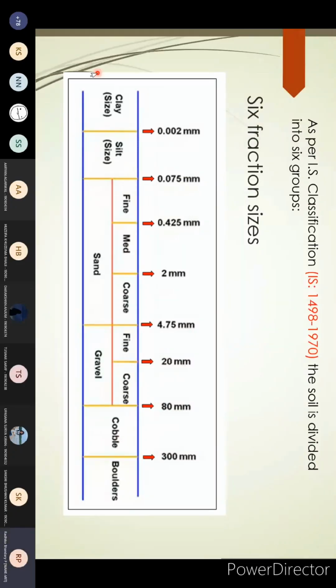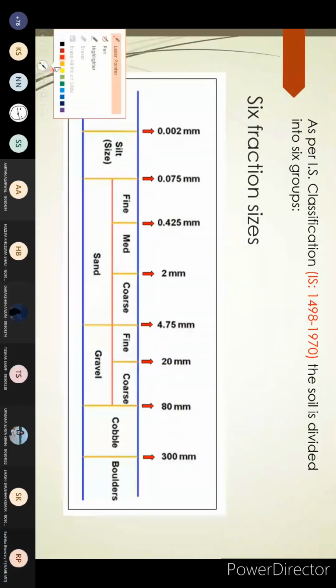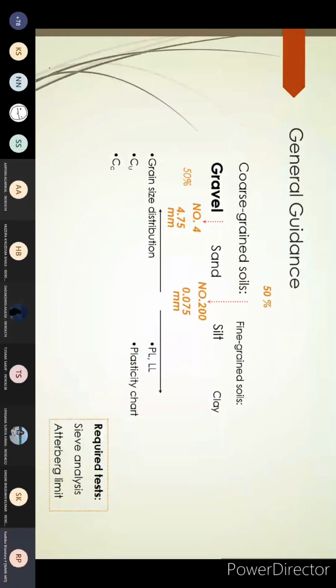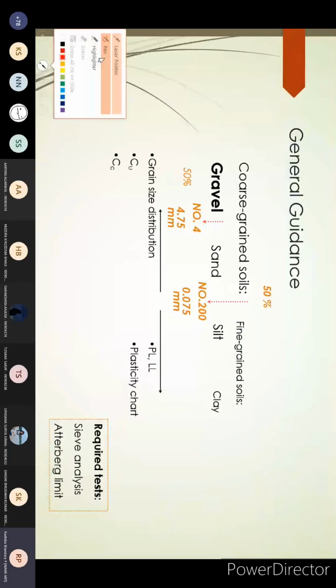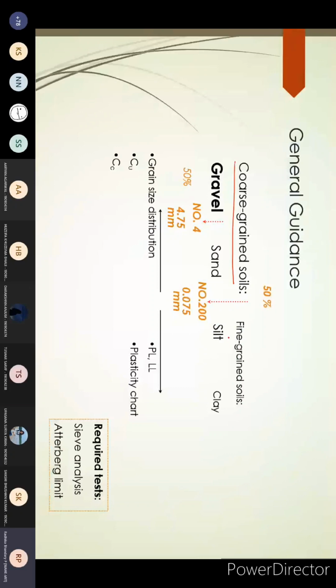Okay, now as per IS, we use the index properties to classify the soil. Okay, so now the main classification is coarse grained soil or fine grained soil. So this is the main classification. So now we differentiate coarse grained and fine grained soil from this size, that is 0.075 mm or 75 micron size.